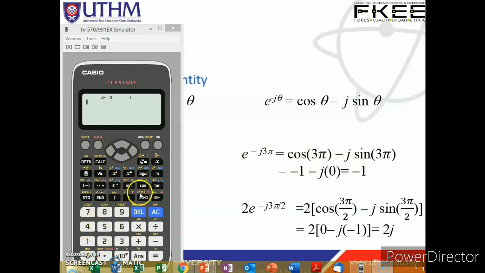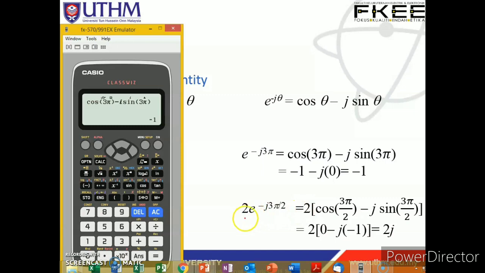So we can write cos 3 pi (shift pi) minus i sine 3 pi. So the answer will be negative 1. Right, you just write down all the equation and you will automatically get the final answer.